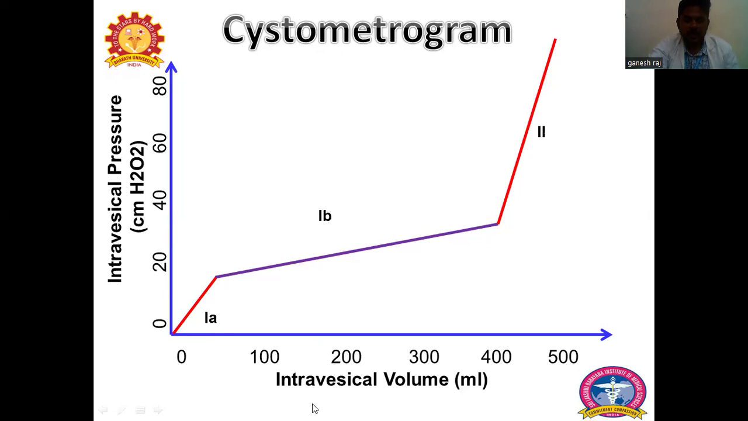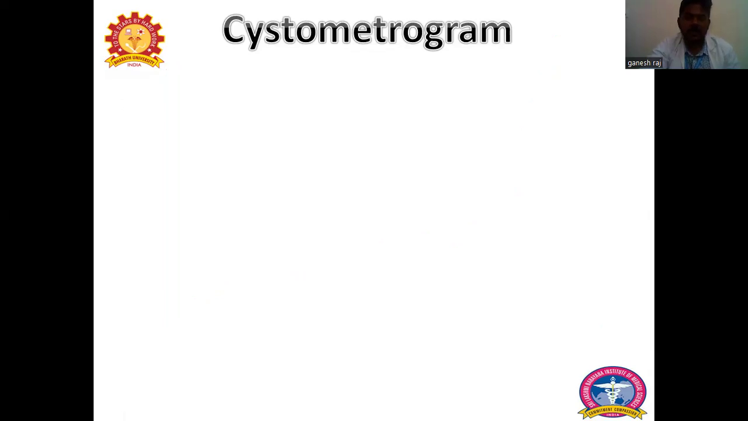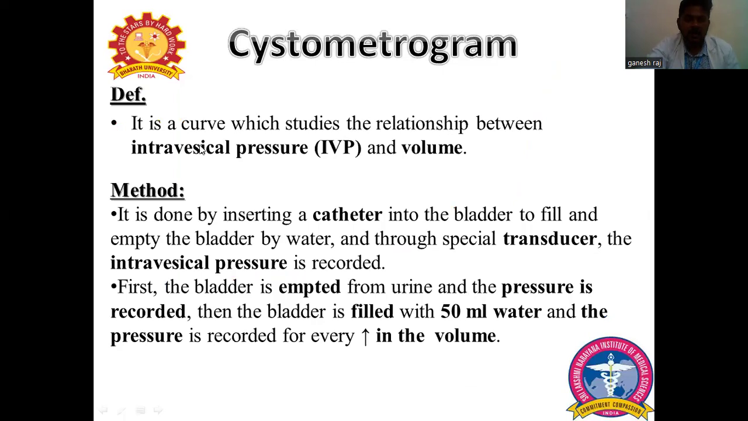So what do you mean by intravesical volume? Vesicle means bladder. So inside the bladder, what is the volume? If volume increases inside the bladder, how much pressure is increasing in the bladder? That is studied in cystometrogram. It is a curve which studies the relationship between the intravesical pressure and intravesical volume.